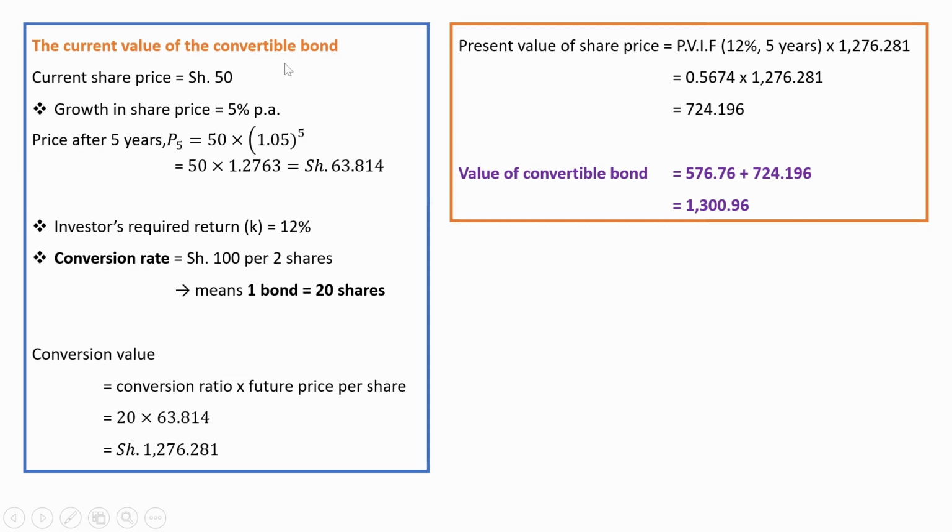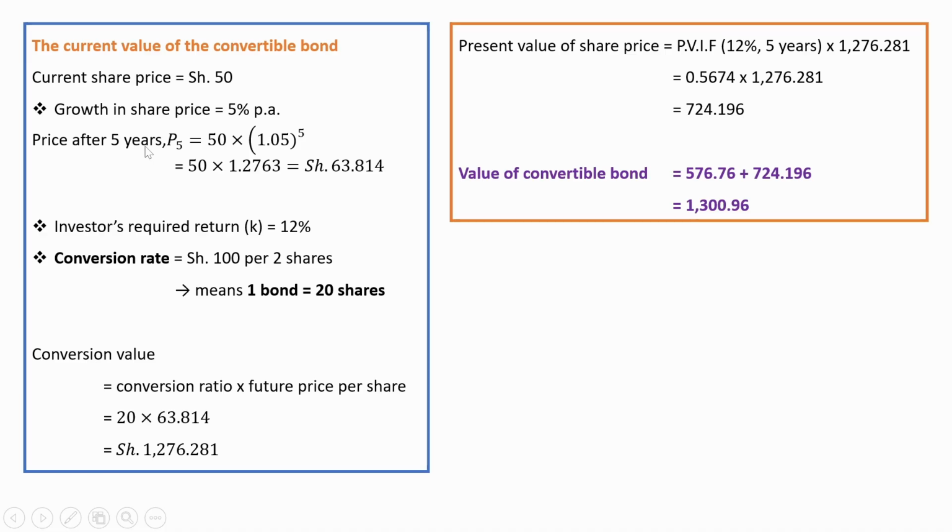Current value of the convertible bond. So if you may recall the formula for this one, if conversion takes place in the future, take the present value of the interest, add the present value of the conversion value, and that is the answer. So first, we were given in the question, the current share price was 50. And then you are told that growth in share price is 5% per annum. So we can be able to find the share price after 5 years using this formula.